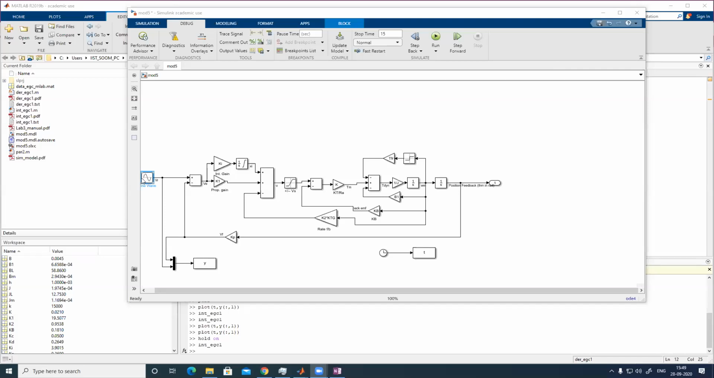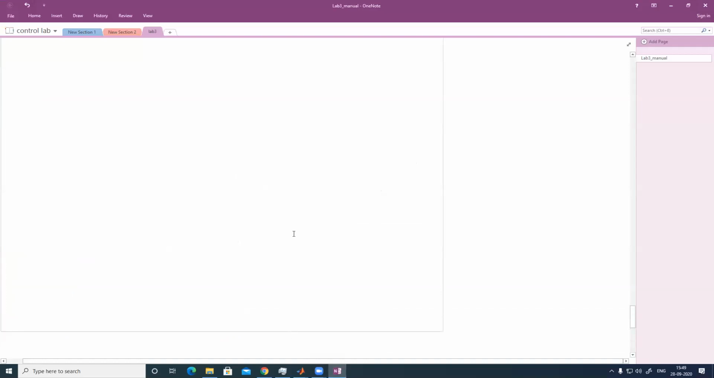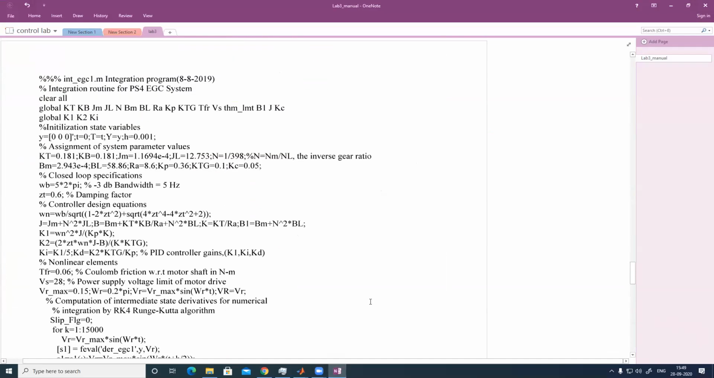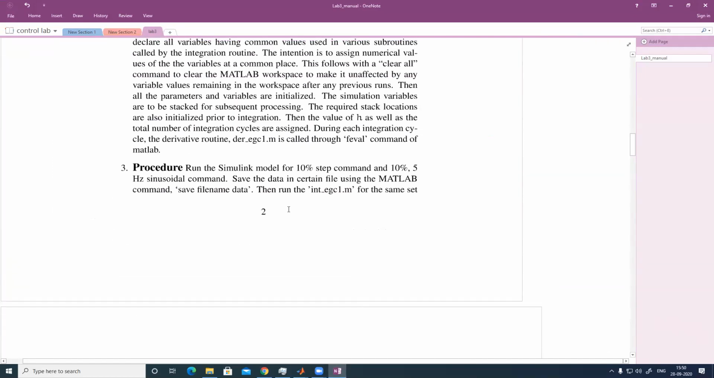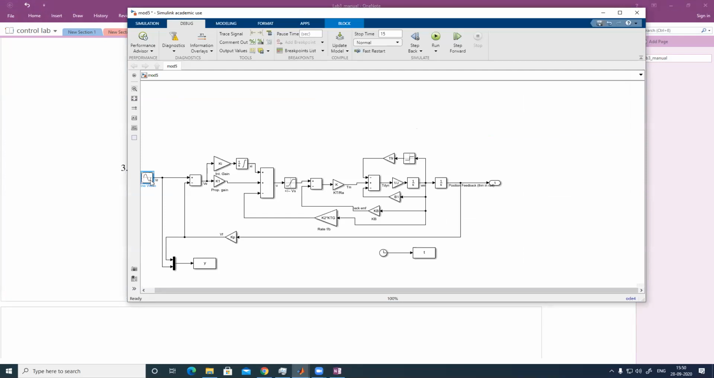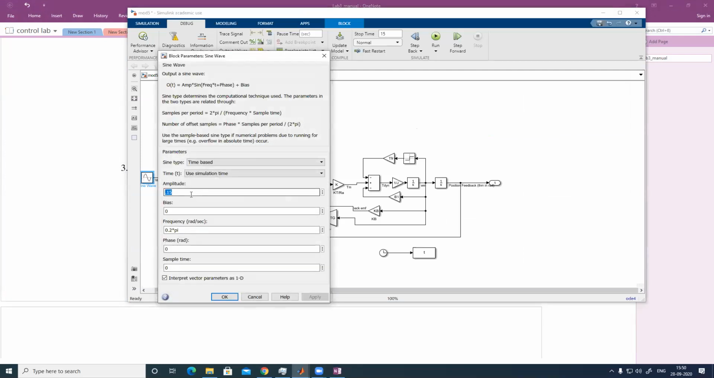This input sine wave here. Yeah, getting the sine wave input is here. This one, 10 percentage, 5 hertz frequency. Yeah, 10 percentage command amplitude and 5 hertz. So here the amplitude is 10 percentage of command amplitude, which is 1.